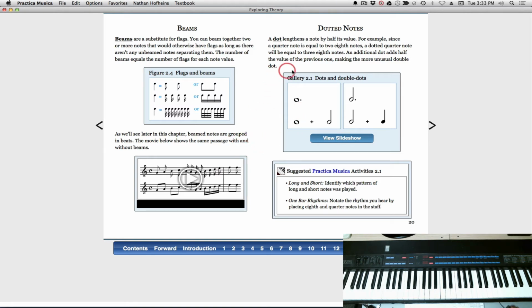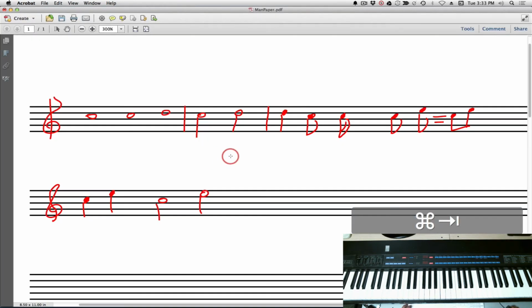Okay, the next thing is dotted notes. Now a dot, you have the whole note. I'm just going to write it on here. What a dot does is it just adds half the value to the note that it's following. So a whole note gets 4 quarter notes, right? 4 beats, if we say that the quarter note's the beat. And then we add a dot, and that adds 2 more beats. So that would make it 6 beats.